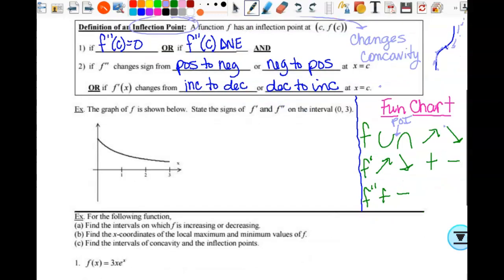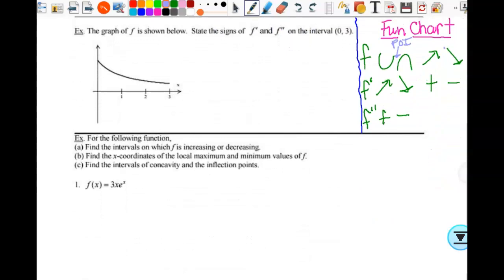All right, so then let's look at the graph of f is shown below. Now, so here's what's important again. When you have a graph, this is the graph of f. And if they give you the graph of f, chances are pretty good you're not going to get any questions about f. You're going to get questions about f prime and f double prime. All right? So, it says state the signs of f prime and f double prime on the interval from 0 to 3. So that's where the graph is, right? So let's see, f prime and f double prime is what we're looking for.